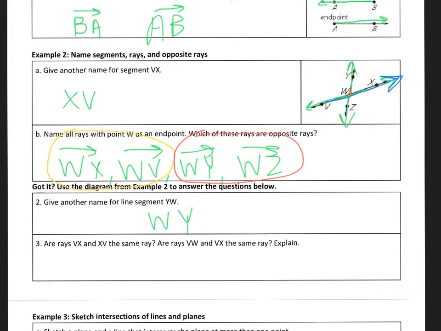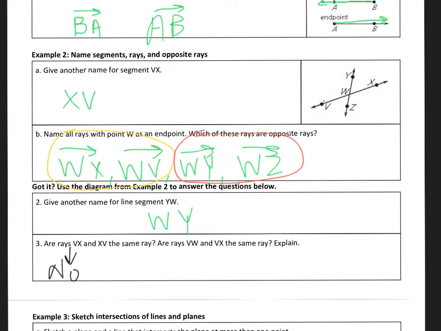XV would be, I'm going to do this one in black, I guess. XV would start at X and go towards V. So those are definitely not the same ray, so no, okay? Are rays VW and VX the same ray? I'm going to have to erase a little bit here. Are rays VW and VX the same ray?